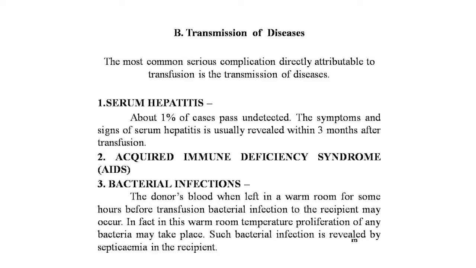First is the serum hepatitis. About 1% of the cases pass undetected. The symptoms and signs of the serum hepatitis are usually revealed within 3 months after the transfusion. Second is the acquired immune deficiency syndrome, that is called AIDS.